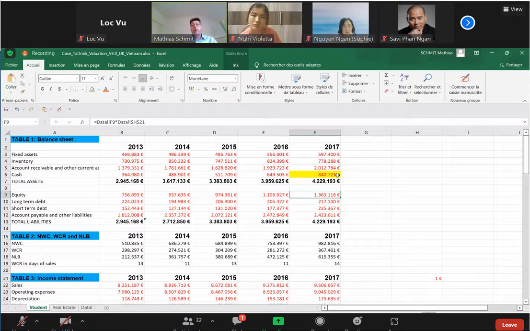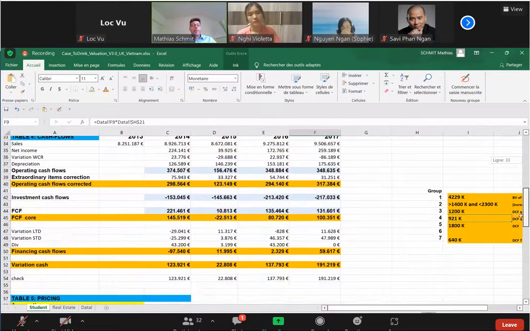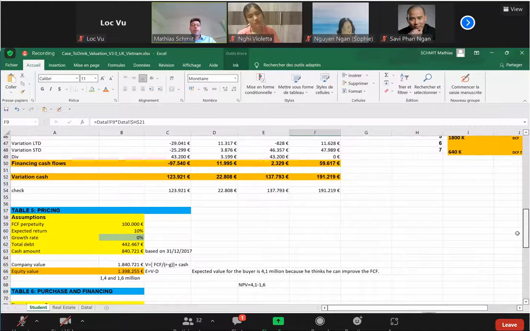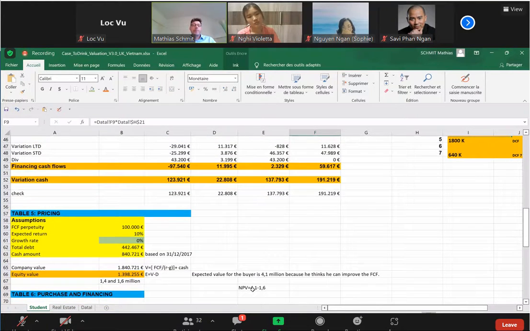And for this case, the buyer did a very good deal. Why? Because they paid 1.5, while the value they could generate was 4.1, so with a very nice NPV. Okay.